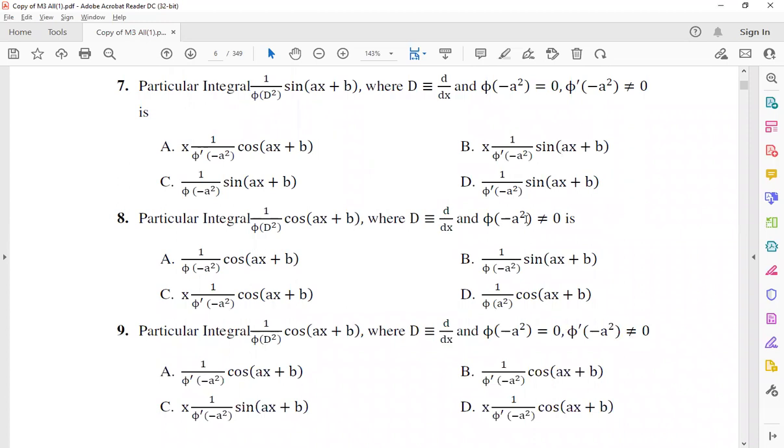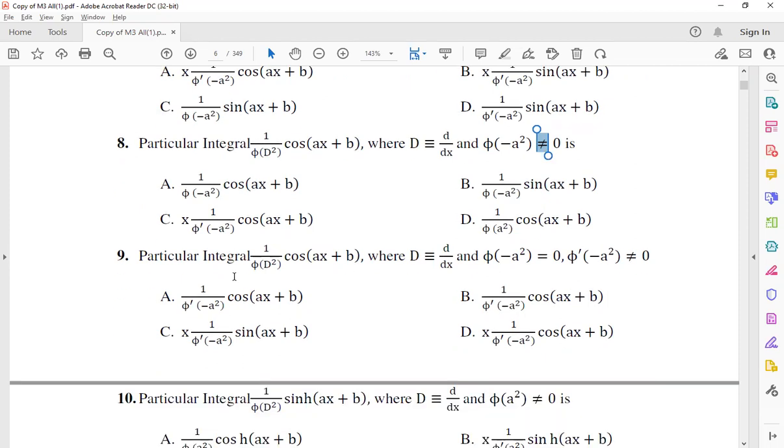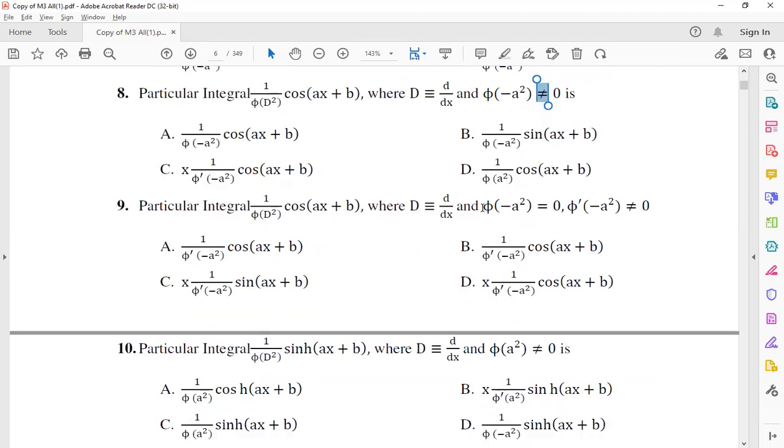Non-zero, not the case of failure. So what is the correct option? Option A. A is correct, right? Cos is cos, d square is just minus a square. And now it is said again that for this cos it is 0. Case of failure. Multiply by x, take the derivative. D option.